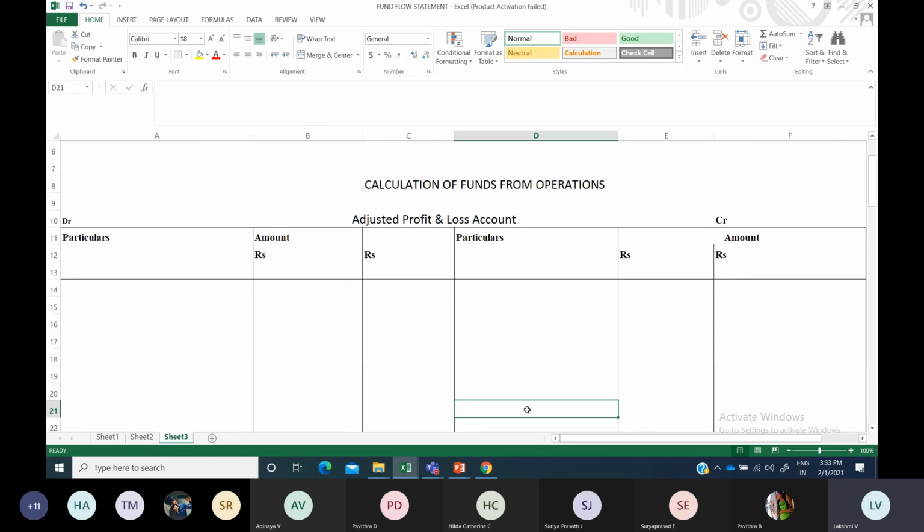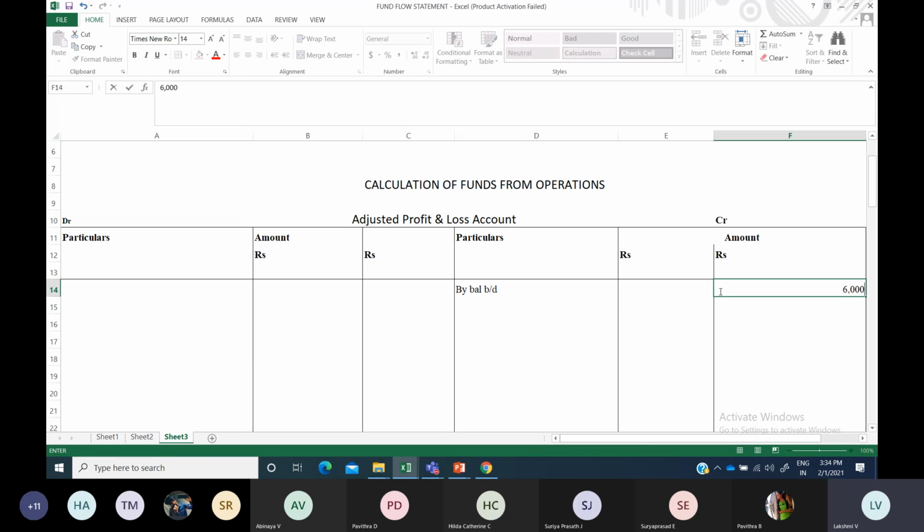So the opening balance will come on the credit side. On the liability side, if they are giving you the profit and loss account, then you have to enter the opening balance here. By profit and loss account, you need not enter; it will be entered by balance brought down. So 6,000 rupees means you don't have any calculation for this, so you can straight away enter 6,000 here.